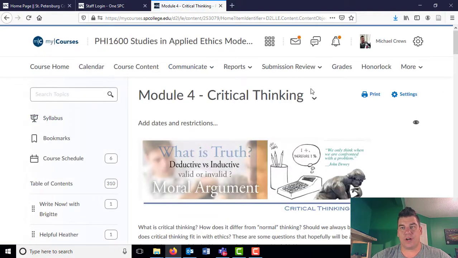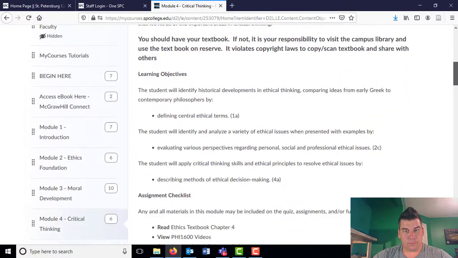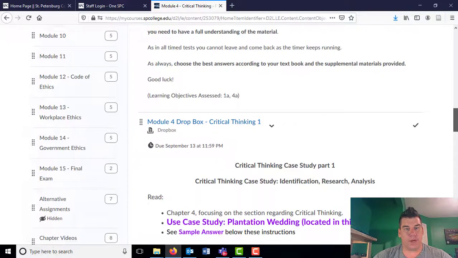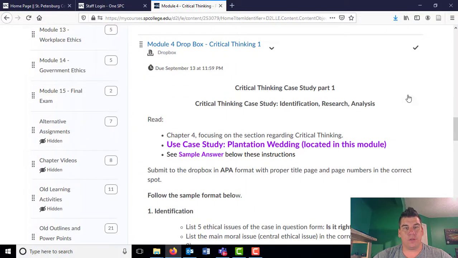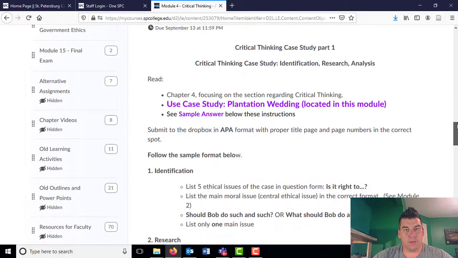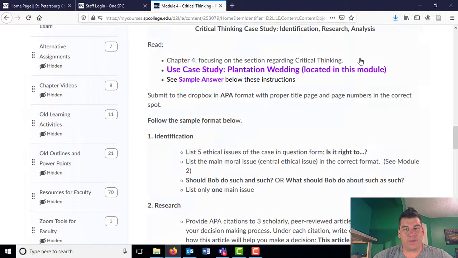And you'll see the instructions right here in the Dropbox as usual. The Dropbox closes at 11:59 p.m. on Sunday, September 13th. So that's a week from today. As you guys are finding out, if it's not in there, it's a 0. So please make sure you get it in on time. As you'll see, you're going to use the plantation wedding case study. We're going to use APA format.